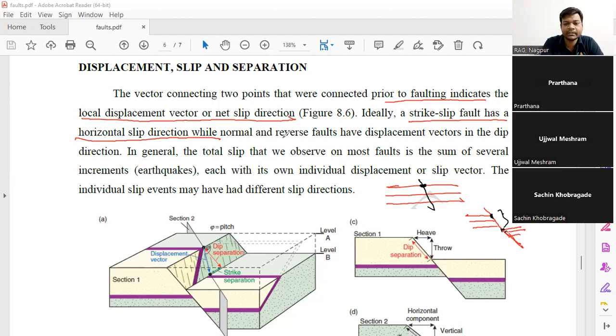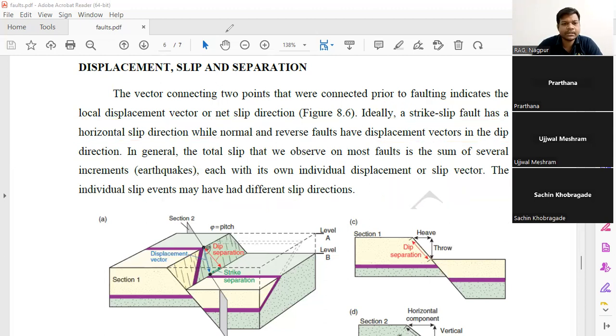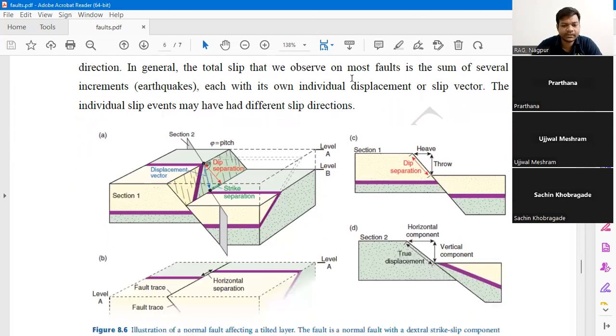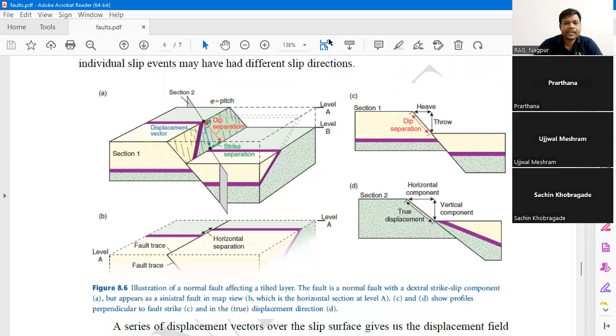Normal and reverse faults have the displacement vectors in the dip direction, in whichever direction they are dipping. The displacement vectors should be in the dip direction, right? Whereas individual slip events may have had different slip directions. Now you have some diagrams here. Closely observe these diagrams.